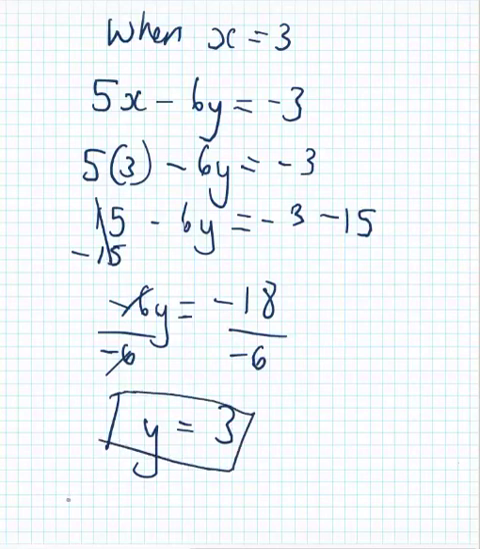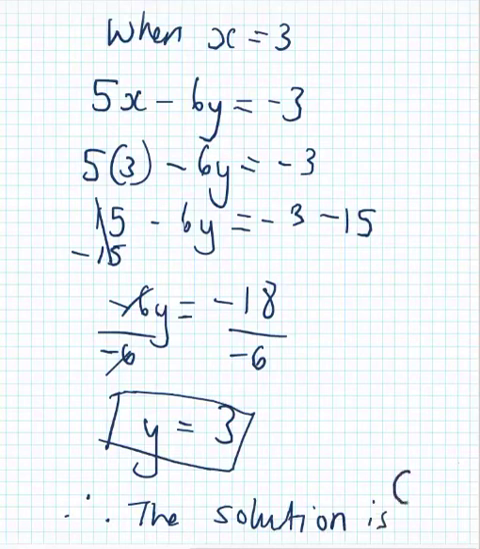And of course your final statement: therefore the solution, and we know the solution is where these two lines are crossing over, is, and write it as a point, x was 3 and y was 3. And we're done.